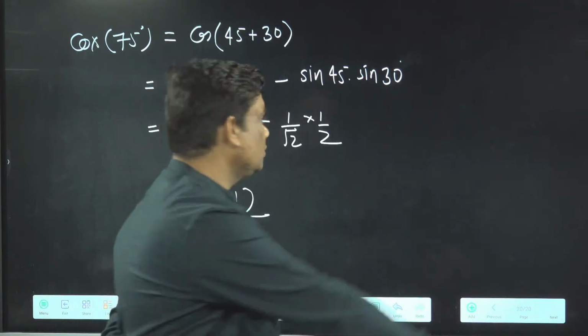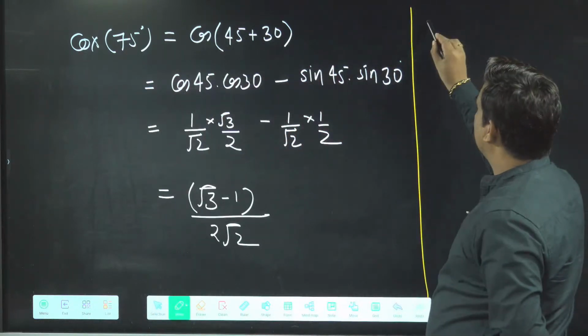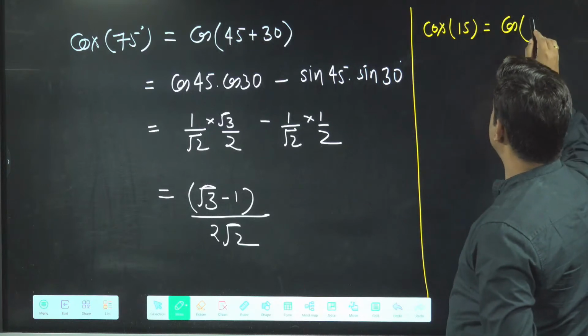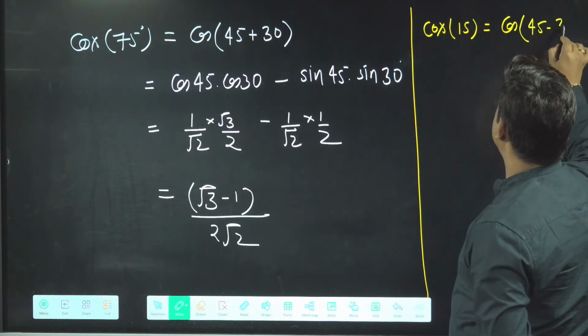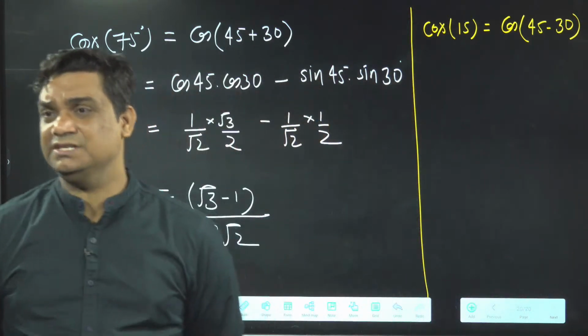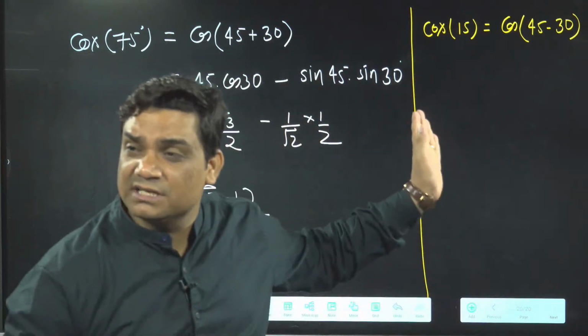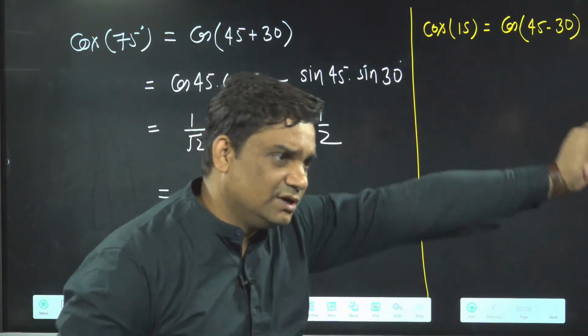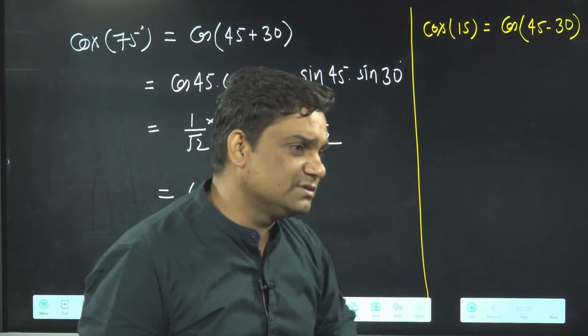Can you solve the same way if I write cos 15 degrees also? Cos 15 you can write as cos of 45 minus 30. Can you solve this one? But what will be the change here? The change will be just that a plus will come. Only that will be the change. Can we do 75 now also?